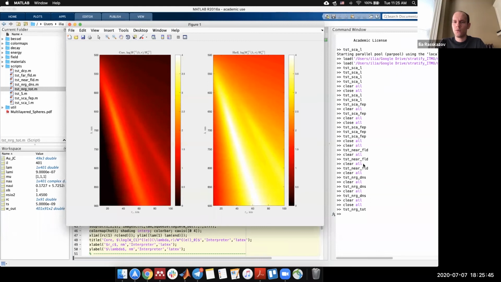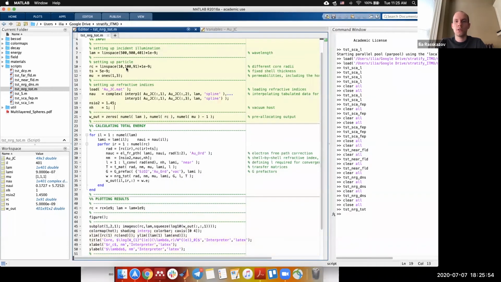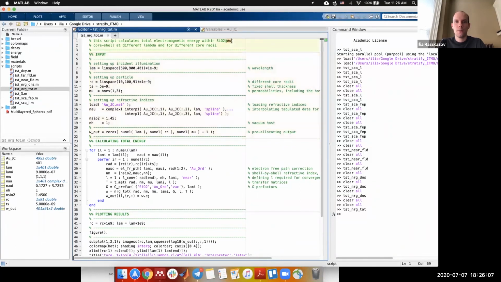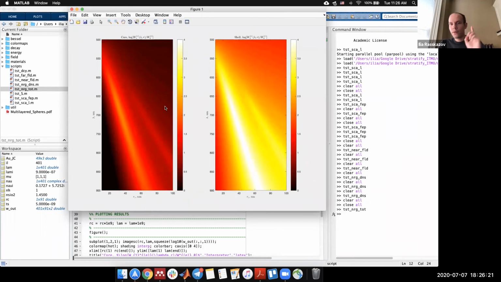So the core again: if you look at the script, the core we set from 10 to 100 nanometers, so different core radii. But for all of these situations, we put a fixed gold shell with a thickness of 5 nanometers. So for all of these configurations, the one thing that is changed is the radius of the core, and the shell thickness is always the same, 5 nanometers. Though the inner and the outer radius of the shell are apparently different for each of these situations, because in each case you need to put the 5 nanometer shell on a different core radius.